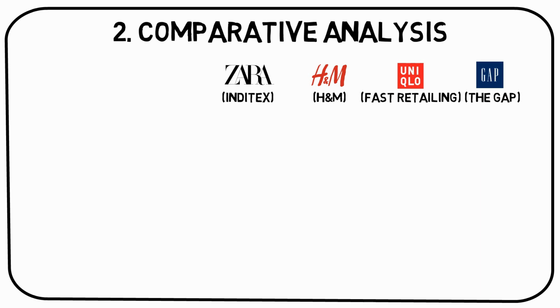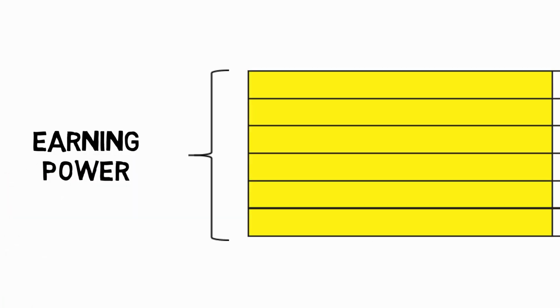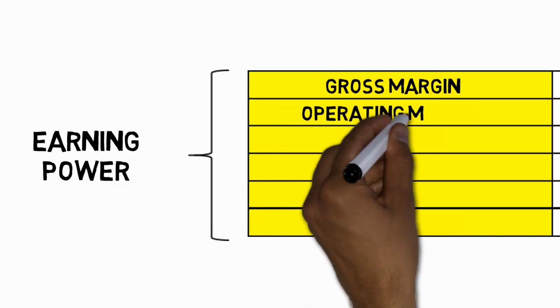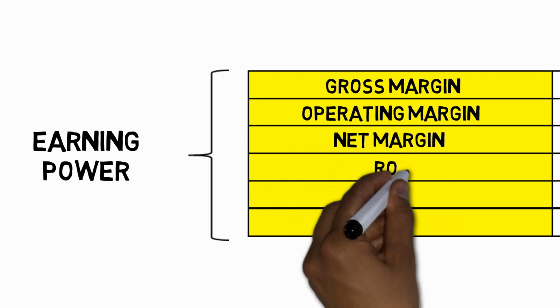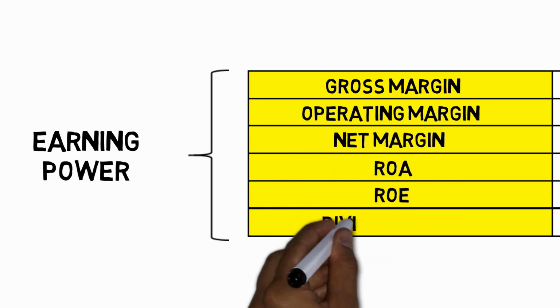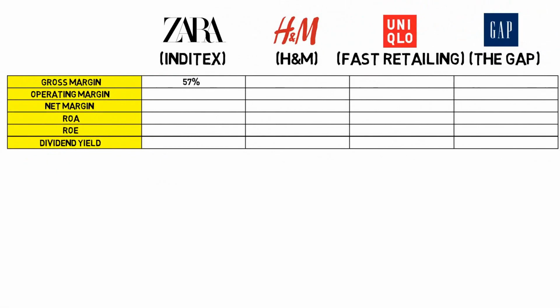I've chosen to look at the following key ratios. Regarding earning power, I've picked gross margin, operating margin, net margin, return on assets, return on equity, and dividend yield. Gross margin may be extra important to study in the case of retailers, as this reveals the markup that the company gets on average on products sold. We see that Inditex is way better than the others when it comes to margins from sales, and that Inditex, together with Gap, are better at profiting from money in the balance sheet than the others.